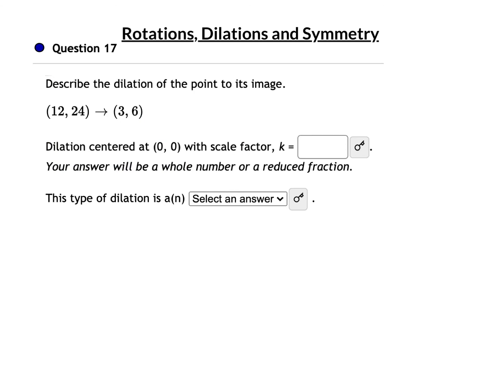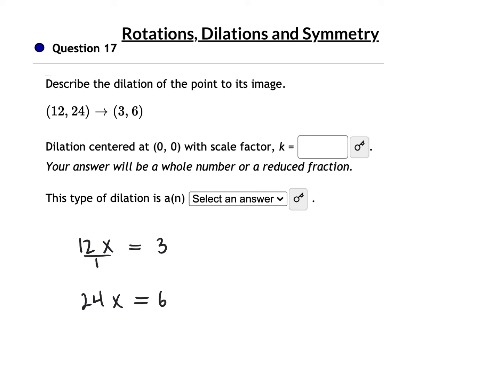Question 17. Describe the dilation of the point to its image. 12, 24 is becoming 3, 6. You're trying to figure out the scale factor. You're trying to figure out what you multiply 12 by to make it 3, what you multiply 24 by to make it 6. I'm calling that x.